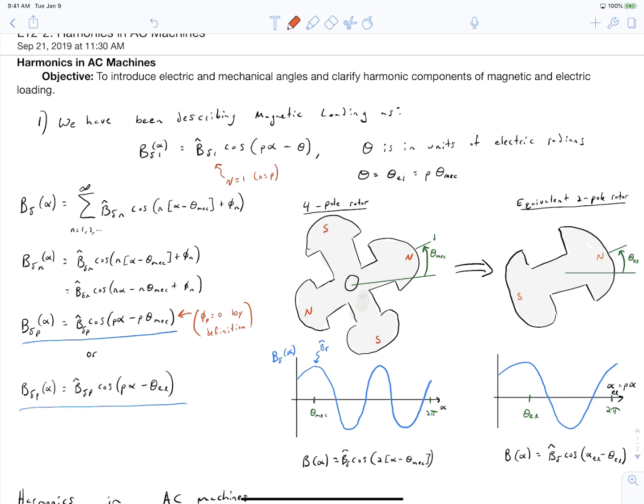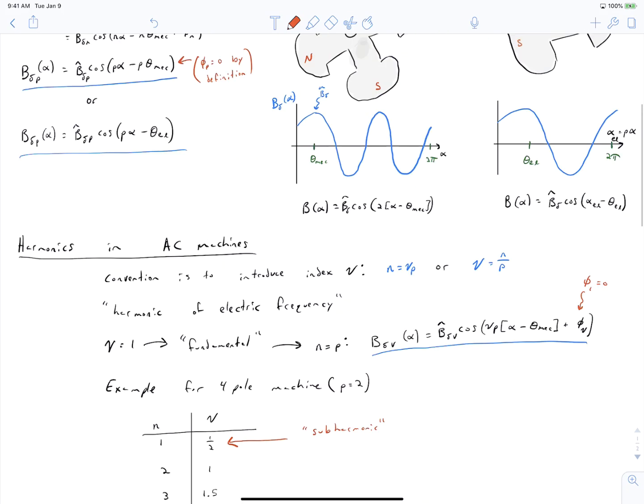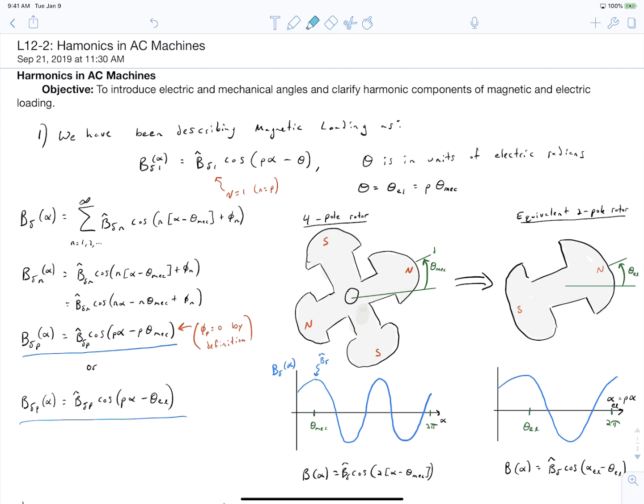And abstracting this way, taking v as the harmonic index of p, gives us a little bit more of a uniform way to look at machines independent of the number of pole pairs. We just talk about harmonics that occur at multiples of the number of pole pairs. And this will make a bit more sense when we get into the details of winding design and how we connect coils together to change winding factors. Okay, so I said first we're going to start with magnetic loading.